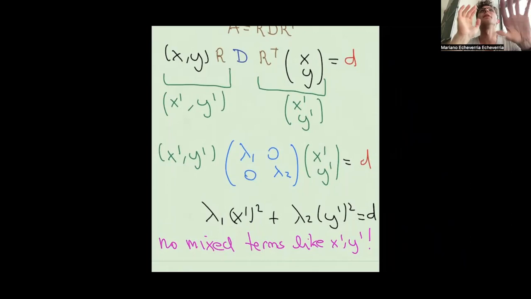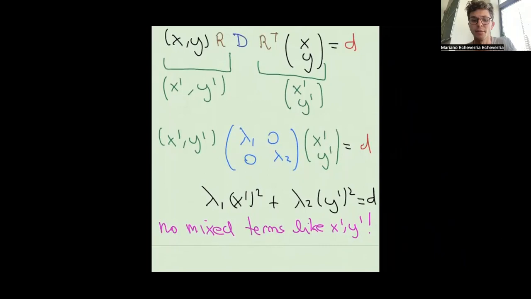It's fine. It is allowed to be the same. When they happen to be the same, if lambda one equals lambda two, it's essentially a circle automatically, because if you divide both sides of this equation by lambda one, you get x prime squared plus y prime squared equals d over lambda 1, if that makes sense.